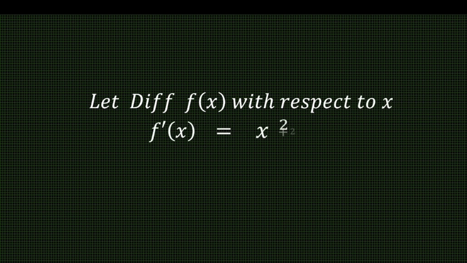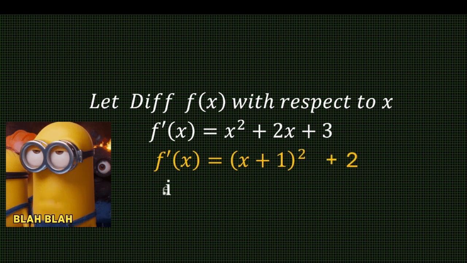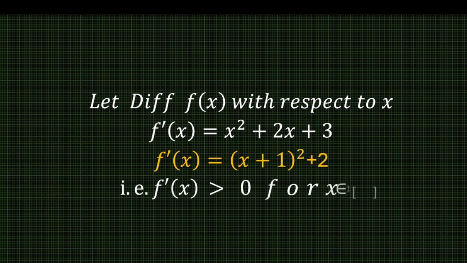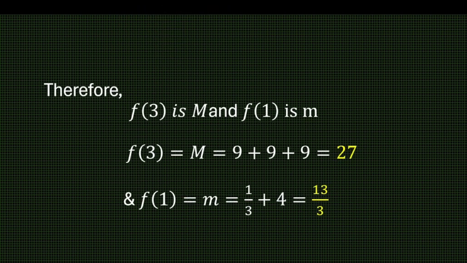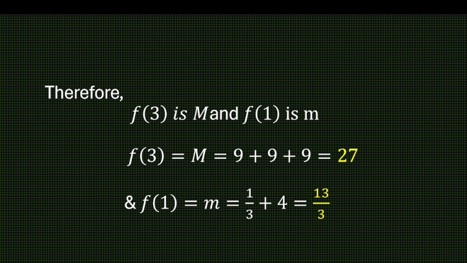To check the behavior of f(x), let's find its first derivative, and the first derivative is equal to x square plus 2x plus 3. Let's rewrite this derivative by completing the square, which is (x plus 1) whole square plus 2. Notice for any x in the closed interval [1, 3], f'(x) is strictly greater than 0, which implies that f(x) is an increasing function on the closed interval [1, 3].